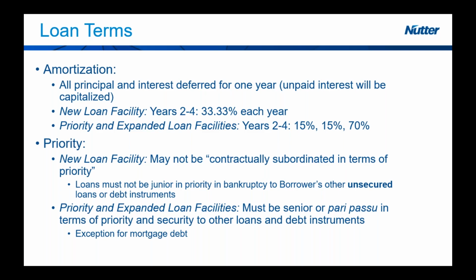In terms of how these loans will be treated in relation to other debt, the new loan facility cannot be contractually subordinated in terms of priority, and it must be junior to the borrower's other unsecured loans and debt instruments. For the priority and expanded loan facility, these must be either senior or pari passu in terms of priority and security with all other loans and debt, except for mortgage debt. So for borrowers, this will be important to think about how these loans will work in relation to the other debt instruments you have in place currently and which facility will work best for you.